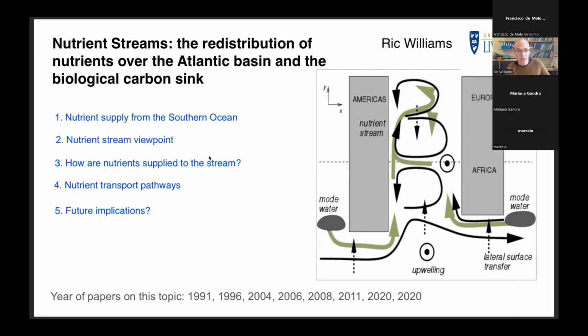So I'll be talking about this issue of nutrient transfers, which this schematic is trying to convey, and looking at it through this viewpoint of the western boundary currents playing a crucial role, and thinking about the wider implications.